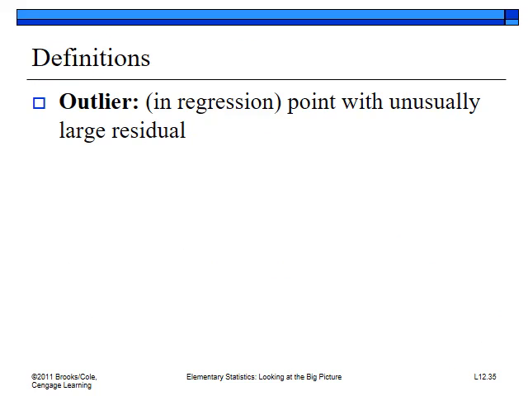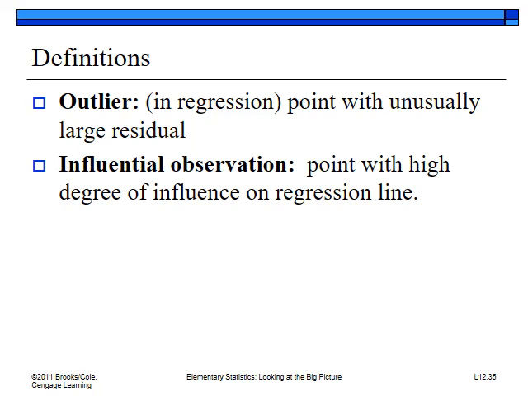When we're talking about an outlier in a regression, we're talking about a data point in the scatter plot with a really strangely large residual. Here, the unusually large we measure with respect to the standard error. An influential observation is one which may not have a big residual, but one which affects the regression line very strongly. Let's look at some examples.